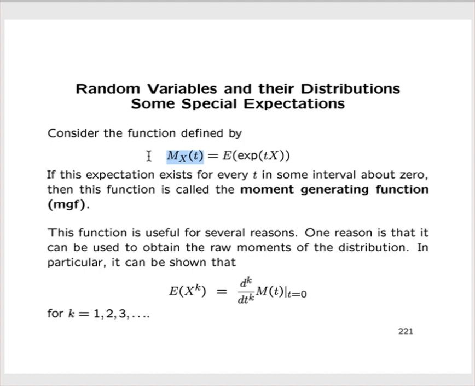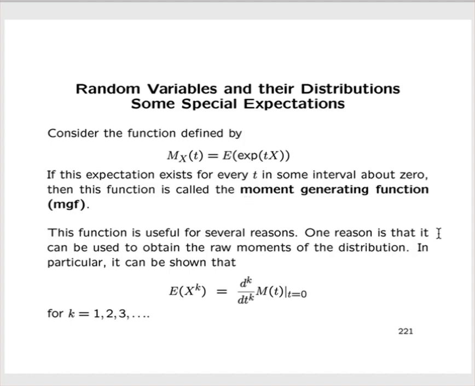Cap M sub X, so M is obviously for moment generating function, and then we'll indicate the random variable down here. You don't have to, but if we want to make sure that we understand which distribution and which random variable we're talking about, that's good practice. The moment generating function is defined to be this special expectation, and it exists only if there is some interval around 0, no matter how small, for which this expectation exists for every t in that interval.